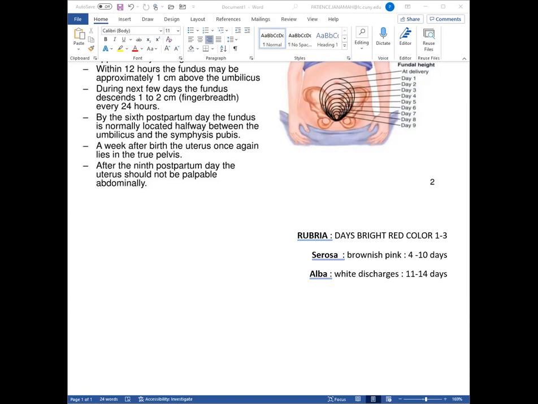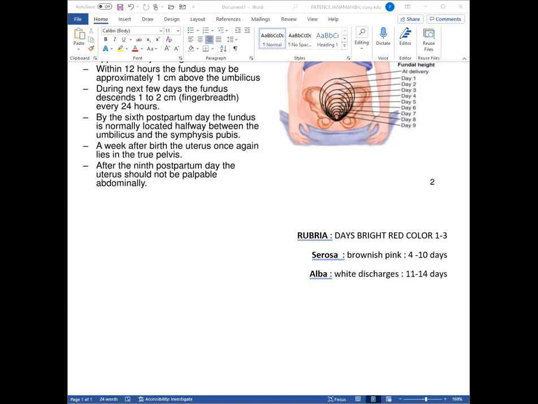So the temperature may increase to 100.4 during the first 24 hours postpartum because of dehydration and the effects of labor. Anything higher may be caused by an infection. So if it's above 100.4, it is a cause for concern.